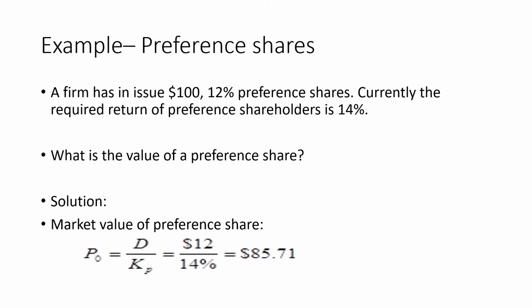The solution will be that when we are calculating the present value of a preferred share which is irredeemable, that is D divided by KP. D is the dividend amount, that is over here 12%, and for $100 it is $12, and KP, that is the return on preferred share, is 14%. So we will divide $12 by 0.14, and we will get $85.71. So this is the present value of this preferred share.